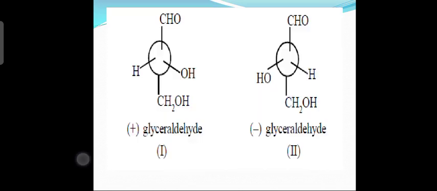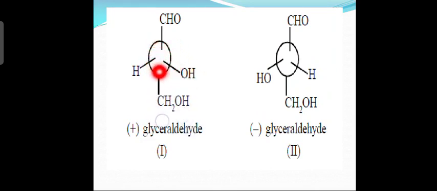Next slide. You can see here the glyceraldehyde molecule. What is the formula of glyceraldehyde? It has a CHO group, it has a CHOH group, that is the secondary alcoholic group, and then the primary alcoholic group CH2OH. So the molecular formula of glyceraldehyde is CHO, CHOH, and then CH2OH. But carbon is missing here.